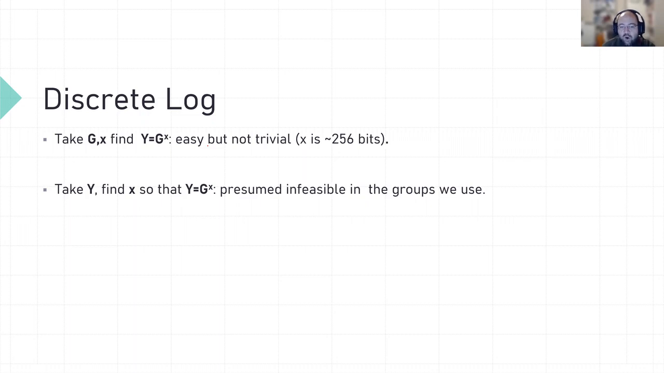However, if we are given Y and we are told that Y is G to the X, and given G, finding X is extremely hard. Actually, we consider that to be so hard in the groups that we use that we base the security around this. So security arguments usually go along the lines of, well, if this bad thing was possible, then we would be able to easily produce discrete logs. And we believe discrete logs are difficult to produce, so this bad thing almost never happens.